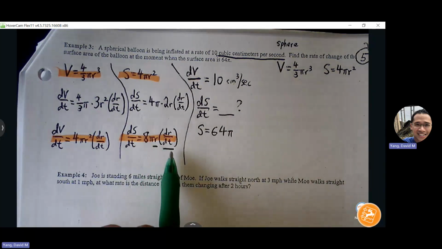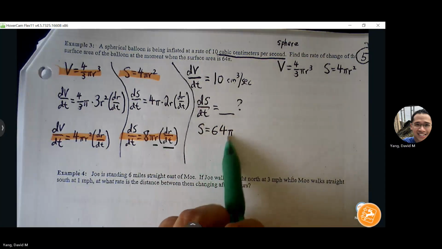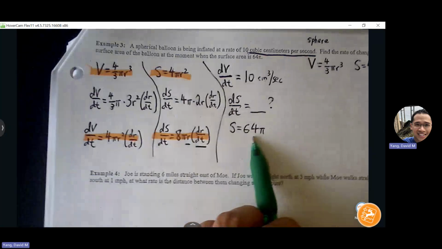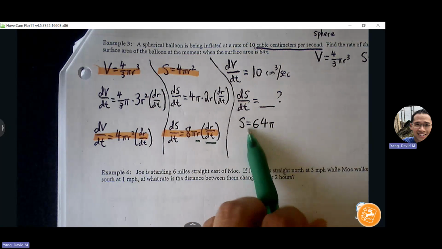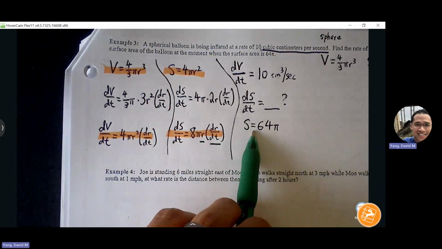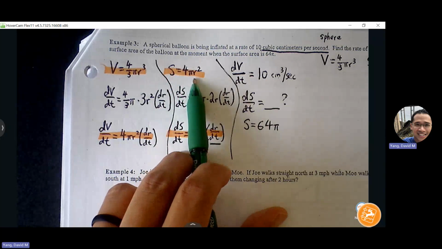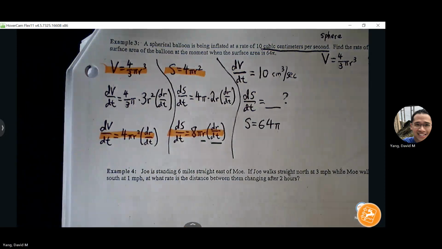So we don't have r, we don't have dr dt, but we do have s, we do have dv dt. So let me start here. If the surface area is 64 pi, is there some useful information that we can get out of this piece? Okay. How can this help us out? Yep. Good. So if I can plug 64 pi in for s, that will give me the ability to solve for r. If I solve for r, then r is one of the pieces that I need for ultimately my ds dt. Okay, let's try that first.